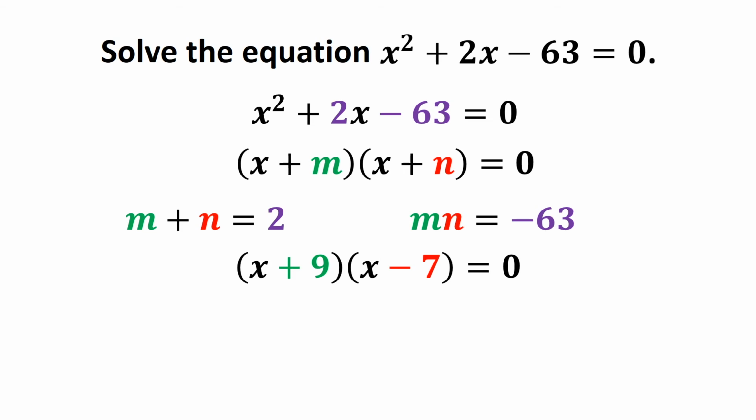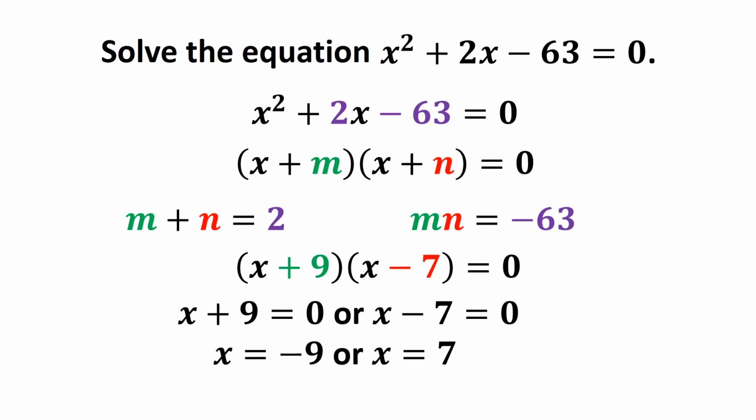I-apply natin ang zero product property. That means we equate each linear factor to 0. Kaya, ang mga roots ng equation x squared plus 2x minus 63 is equal to 0 ay x is equal to negative 9 at x is equal to 7. Gusto kong bigyan diin ang approach na ginamit natin ay applicable sa quadratic equation na ang value ng a ay 1.